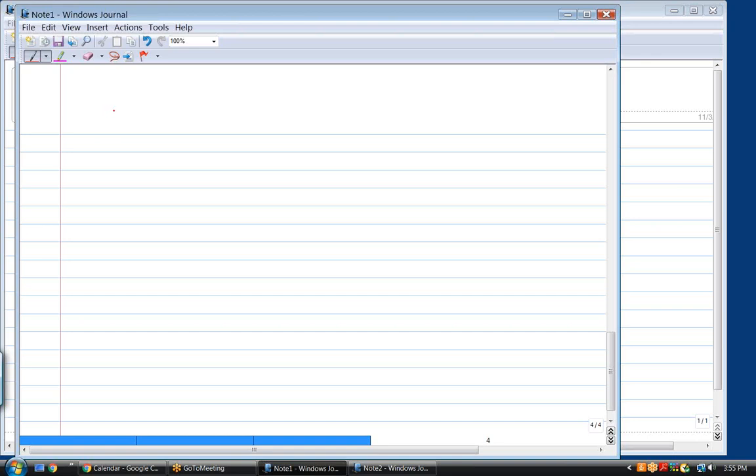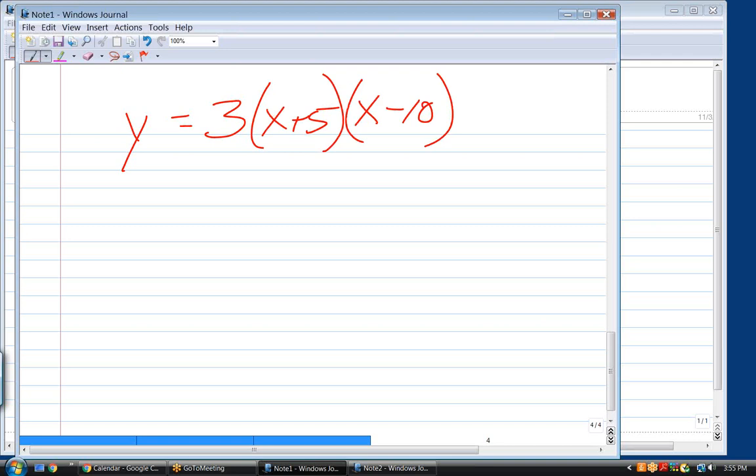Given the following quadratic equation, y equals 3, parentheses x plus 5, and parentheses x minus 10. Find the vertex. So the vertex would just be negative 5, 10, right? No. The x-intercepts would be at negative 5 and 10.